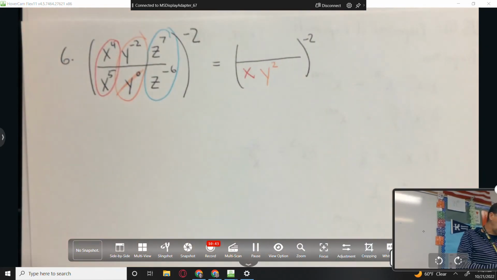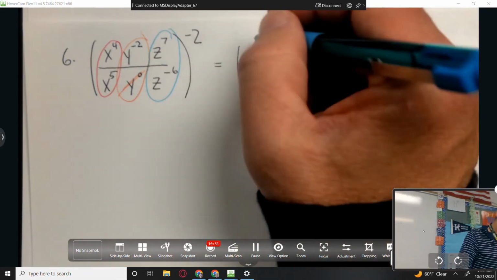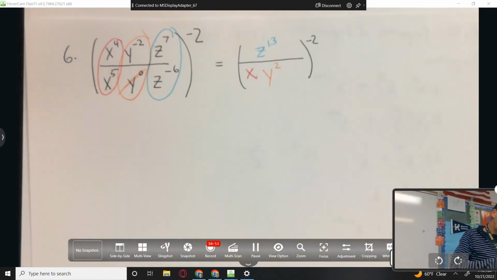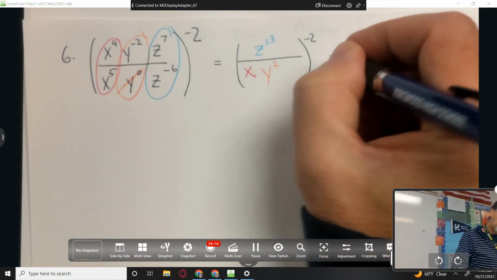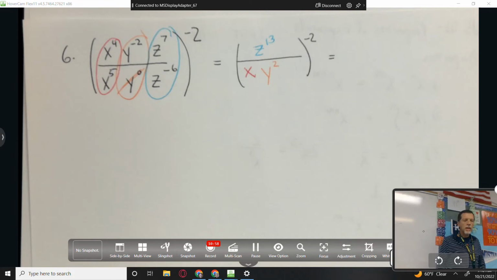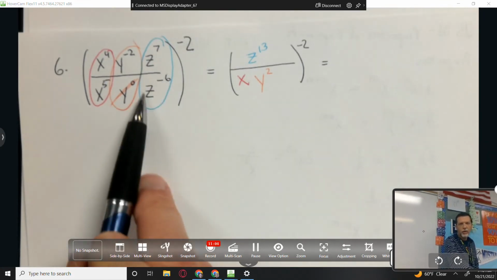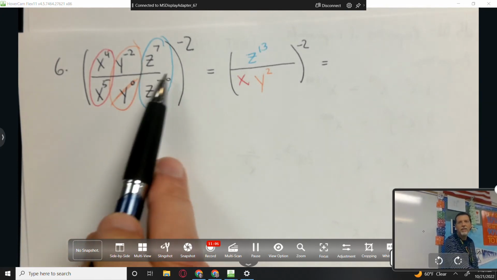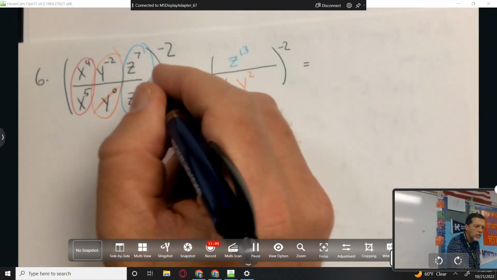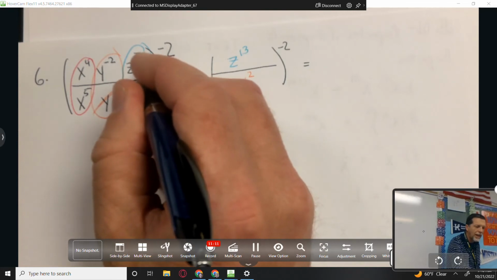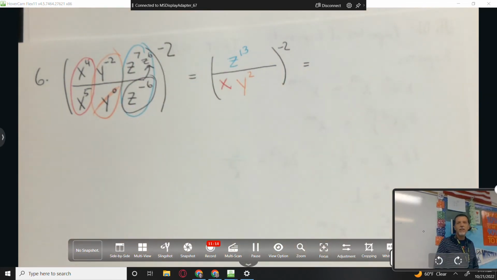And then how about z's? How many z's do I end up with? 13. Where? In the top. So they don't switch places with each other. They just move. Only the ones with the negative exponent switch places. So this one switches places because he's the only one with the negative exponent. So this guy moves to the top and then adds with the 7 that are already there. Only the things with the negative exponent switch places.